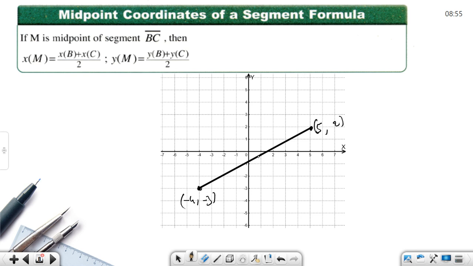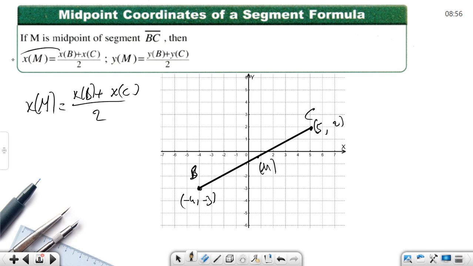Probably, I don't know where the midpoint is. It's going to be some place here. We don't know. But let's call the midpoint M. How do we calculate it? For x value, x of the midpoint, let's say this is B, this is C, the points B and C. X of the midpoint equals x of B plus x of C divided by 2. As you see, it's written here. I'm going to use the rule.